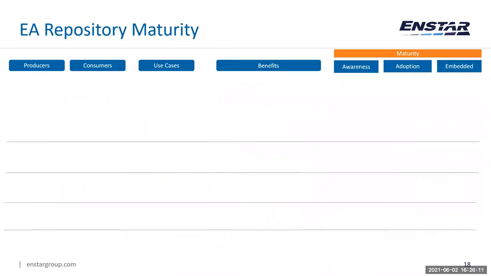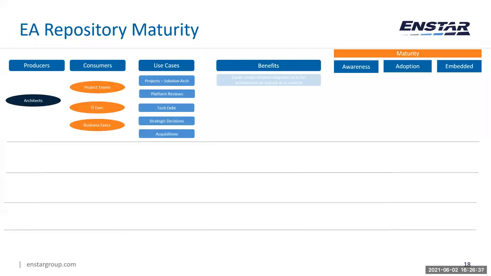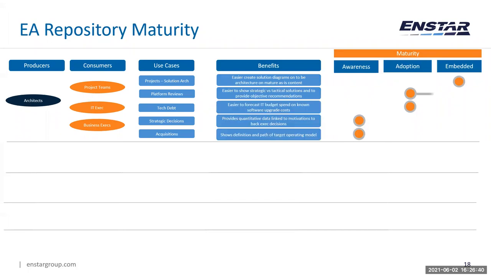So, how did we approach the repository maturity? There were a number of use cases that we identified in the initial selection criteria. And I think there was certainly a journey. We're definitely still all very much on that journey of maturing the areas and use cases of Abacus and where it could be used within Enstar. To start with, the architecture team has a number of consumers. We work on projects, solution architects work with the projects, and there's the IT exec and other business execs. We want to create solution architecture. We do platform reviews. We were able to show technical debt, help in strategic decisions, and help acquisitions.